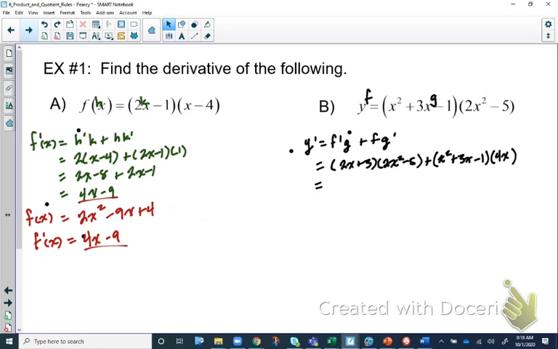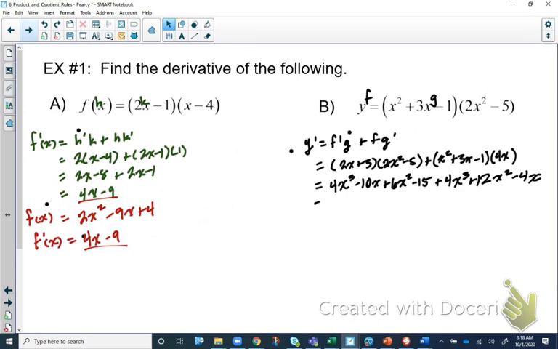Now we'll go ahead and do our distribution and see what we end up with. So here, distributing the two binomials, I'm going to get a 4x to the third power minus 10x plus 6x squared minus a 15. And distributing the second bit, we will get a positive 4x to the third power plus 12x squared minus 4x. And at this point, it's just a matter of combining your like terms.